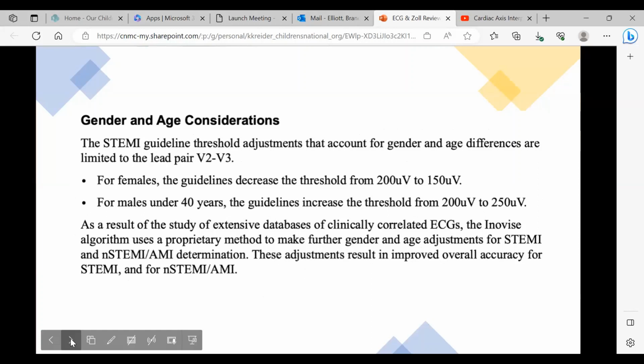So a female has a lower threshold, and a male aged 18 to 40 has a lower threshold than an older male, who has a higher threshold. So what would be considered elevation for a female and male is different, as well as different age brackets. And it will tell you that on the printout, right? What you put in. If you don't change the information, your machine defaults to a 45-year-old male.